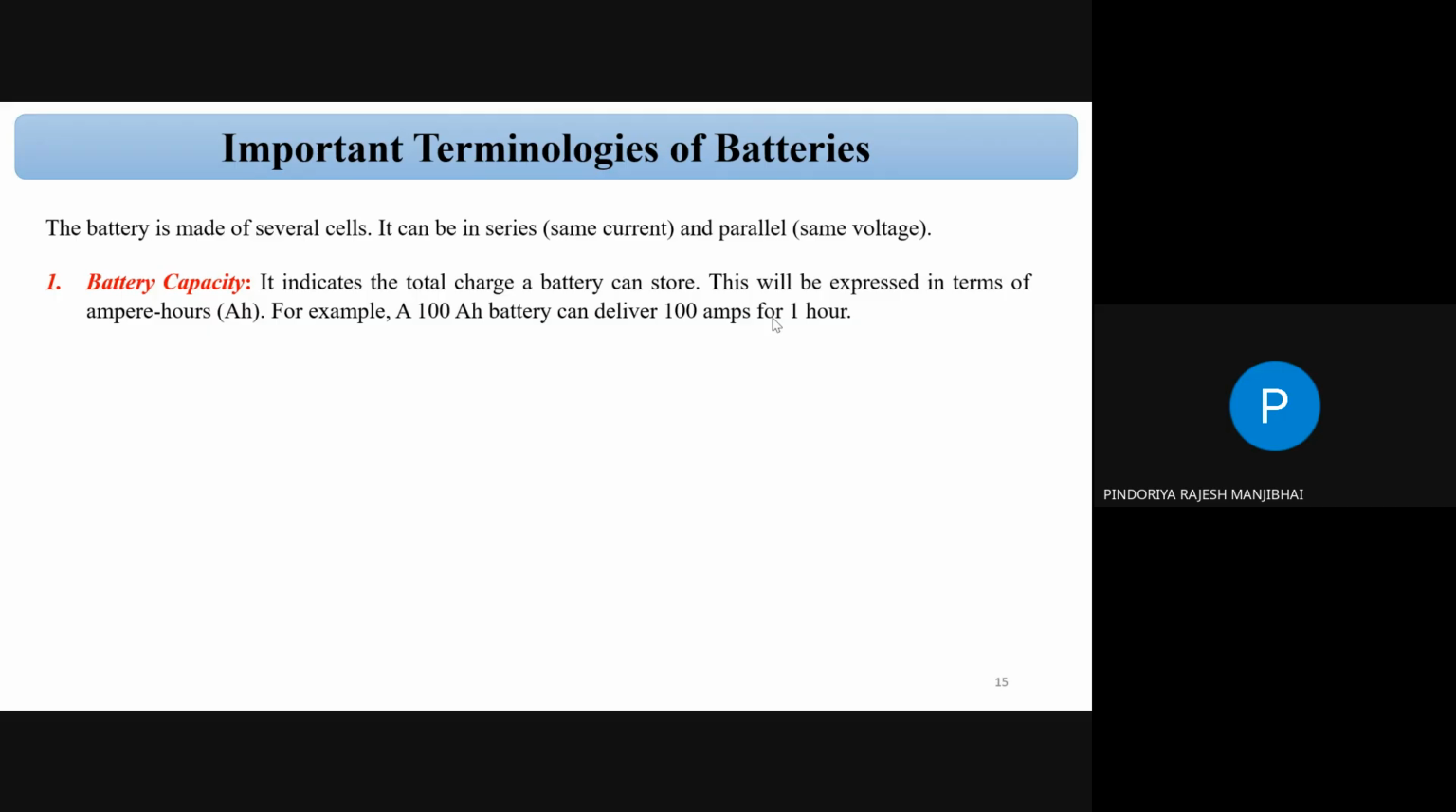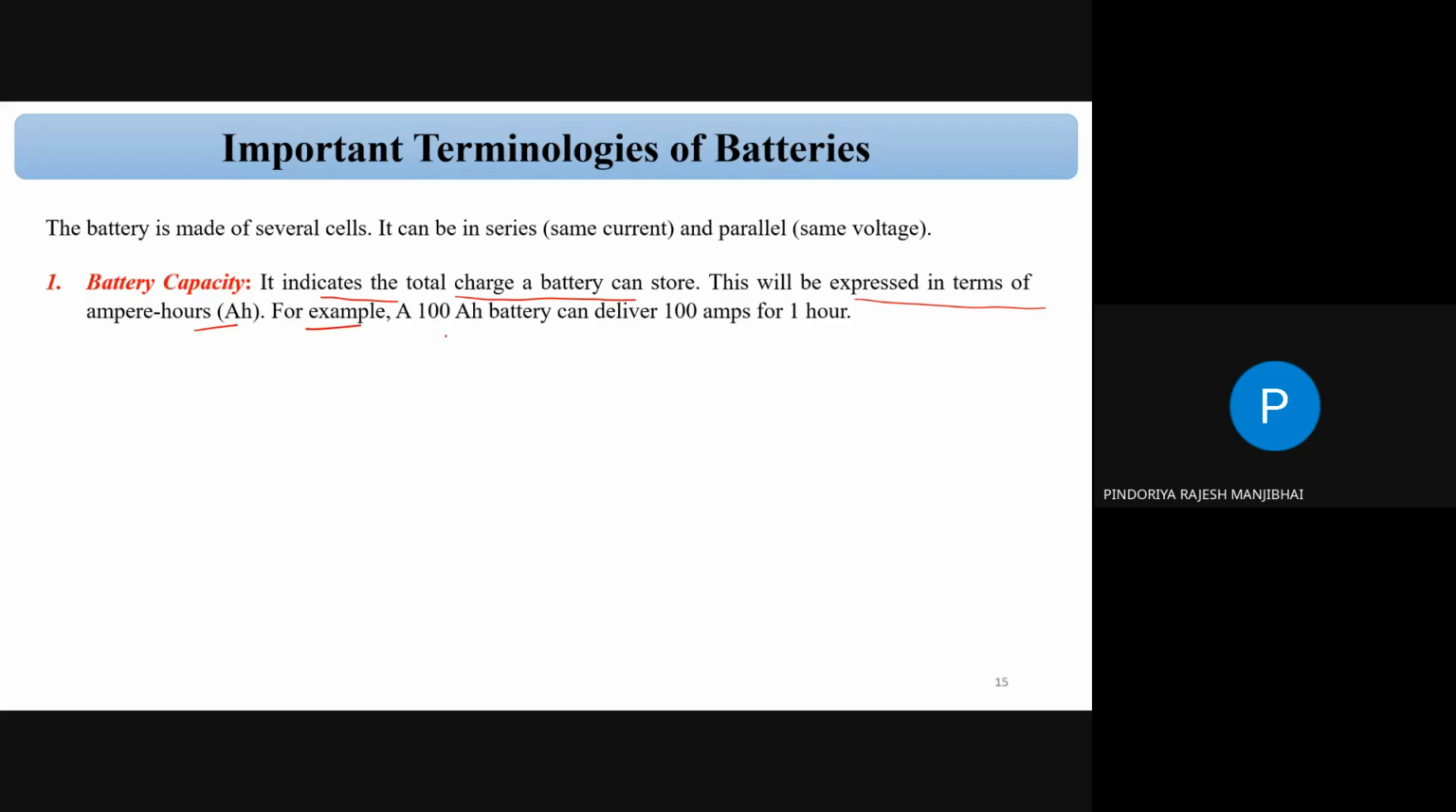Okay. So battery capacity, maybe all students know about the battery capacity. It is written in ampere hour, otherwise milliampere hour. Correct. So first terminology, battery capacity. It indicates the total charge the battery can store. So how much energy we can store in the battery, that is your battery capacity. This is expressed in terms of ampere hours. There is an A and an H. A indicates ampere and H indicates hours.